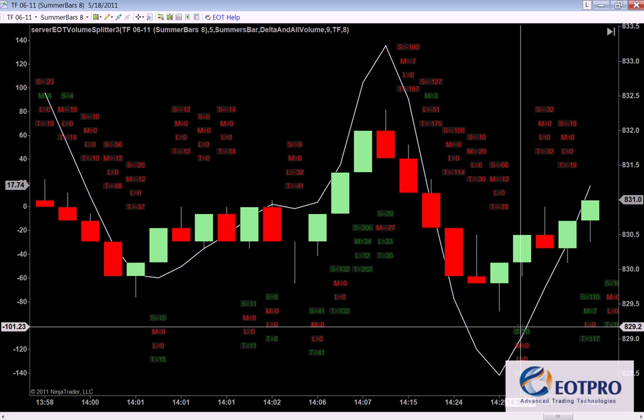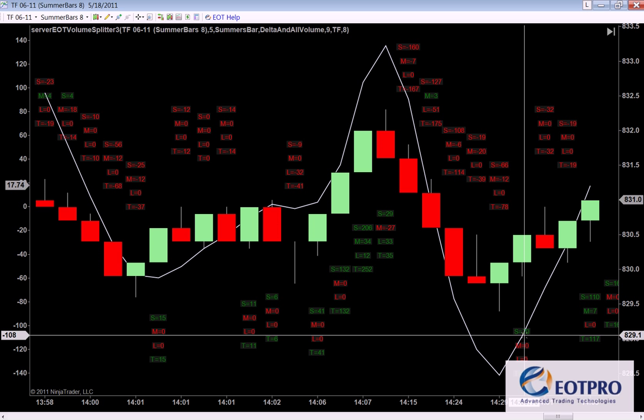And because they're using iceberg orders mainly to hide themselves. And iceberg orders are orders that only show small executions, even though there may be big size behind them.